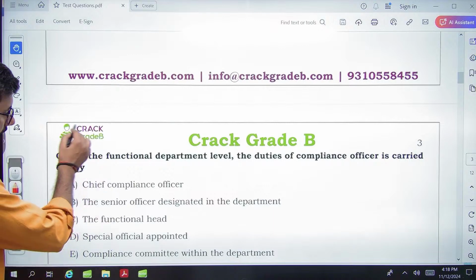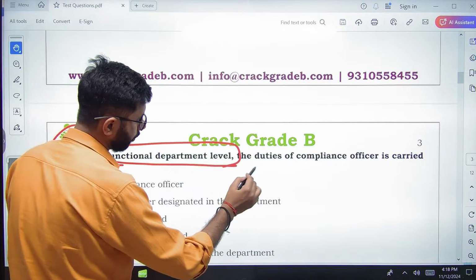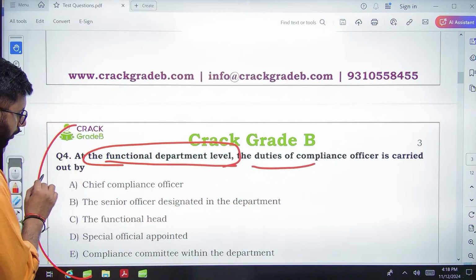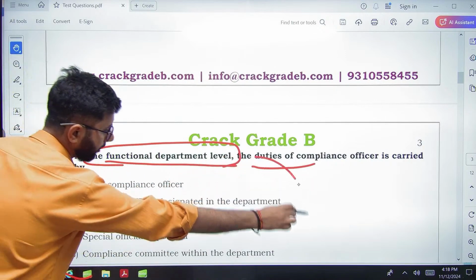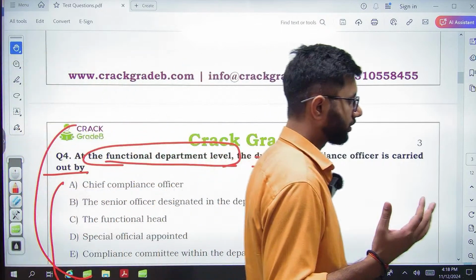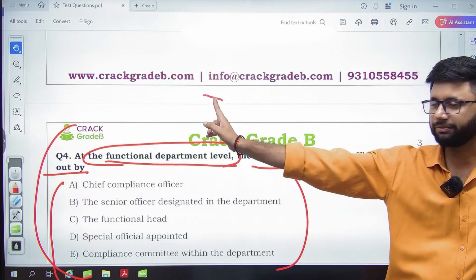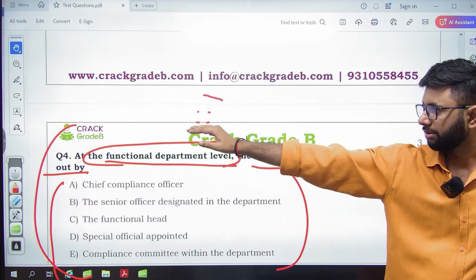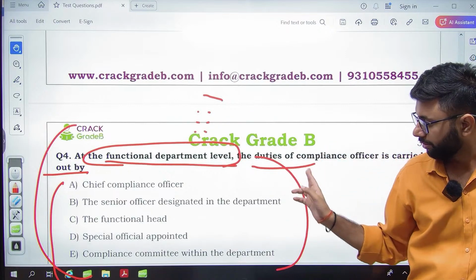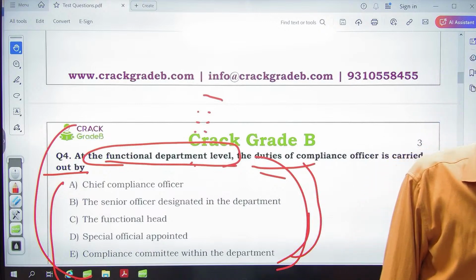Now let's move on to the next question. At the functional department level, the duties of the compliance officer are carried out by which among the following? What do you think is the correct answer? We have a framework for compliance too. At the top we have the chief compliance officer and then further down the line. What do you think, at the functional department level, who is handling the compliance?